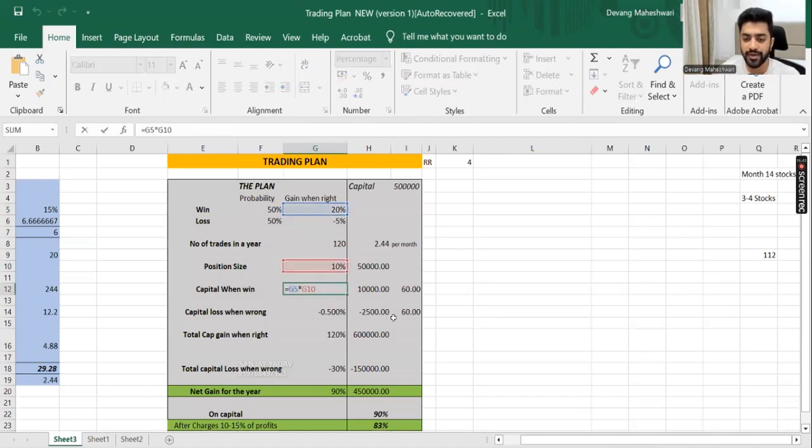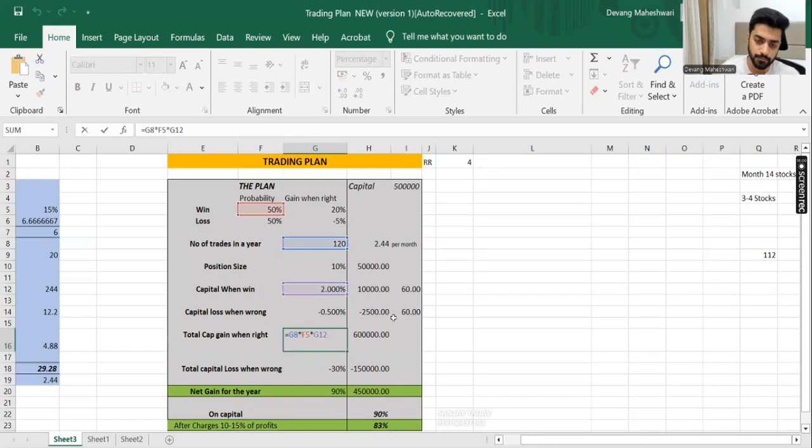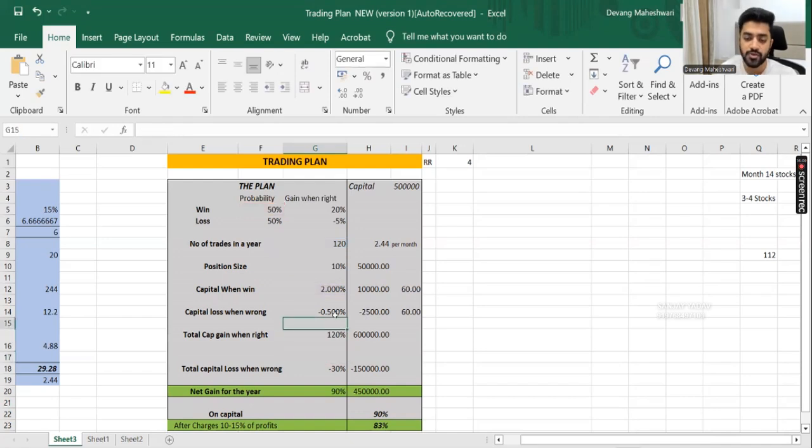So when you win 20% on 10% size, that is 2% of capital. And when you are losing 5% on a 10% size, that is minus 0.5% on your overall capital. So total gain when you are right is 120 into 50%. So 60 are your right trades and 60 into 2. So 120% you will make on all the winning trades.